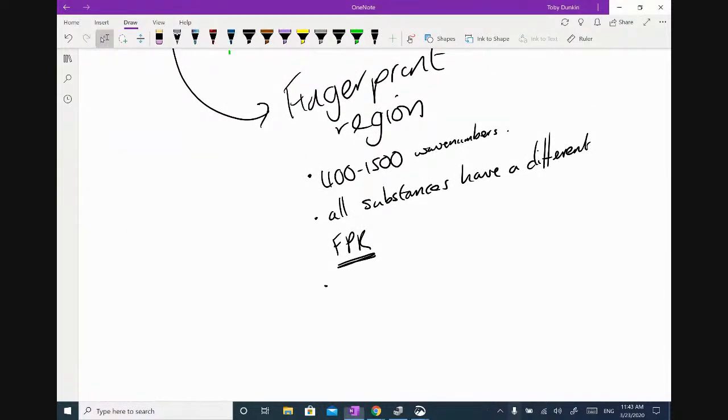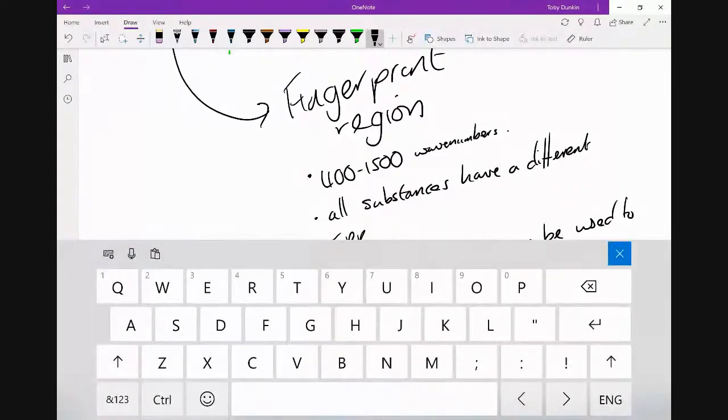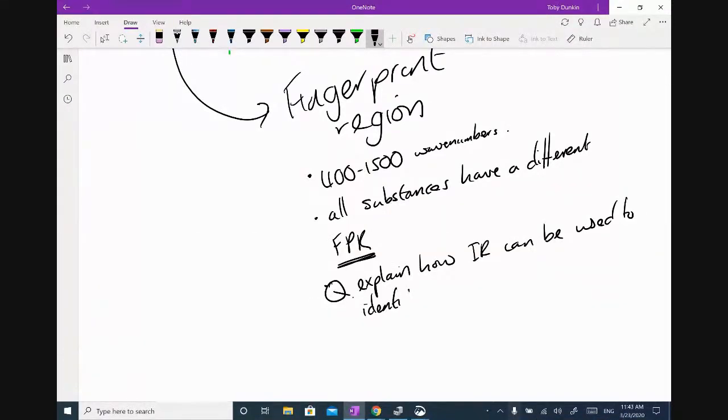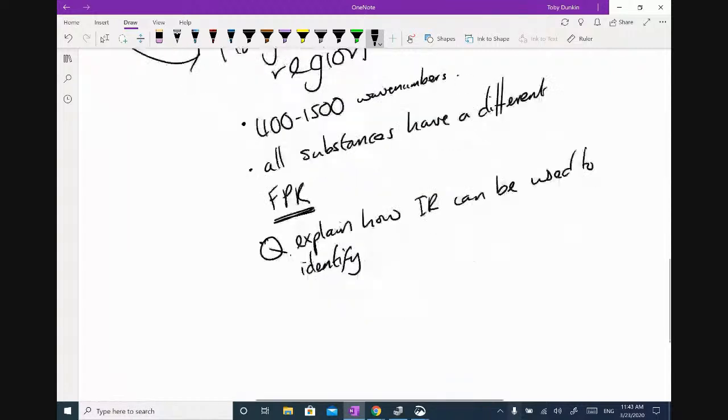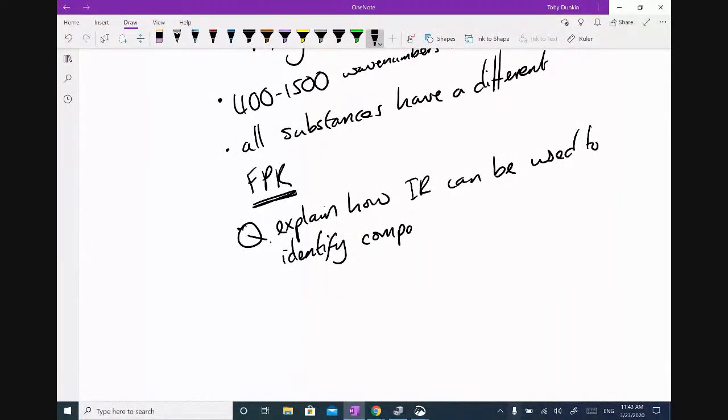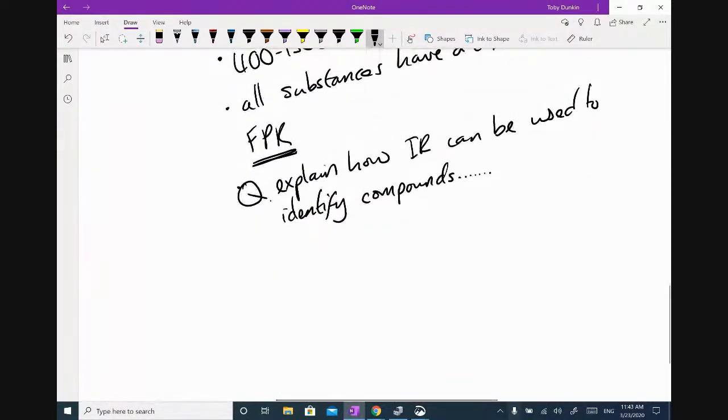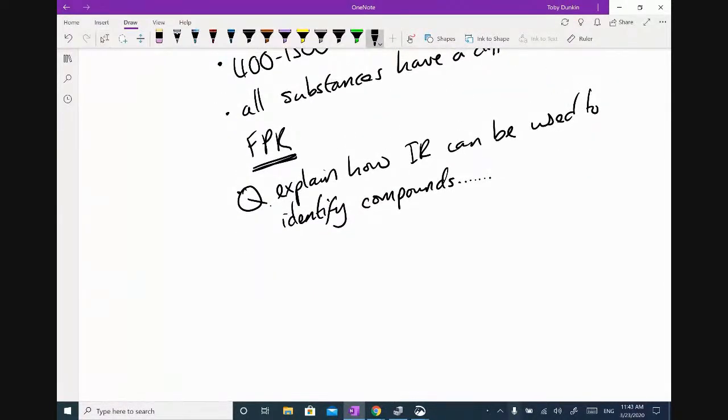Now, how do we use this? The question that often follows this is: explain how IR can be used to identify compounds. Most of the time they put you in a context. They usually say distinguish between two isomers.